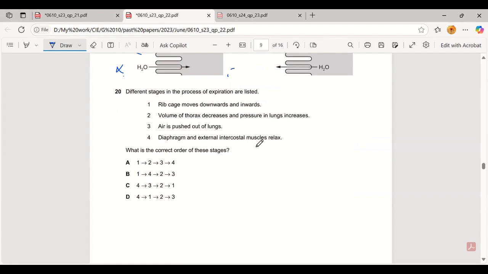Different stages in the process of expiration are listed. What is the correct order of these stages, Iman?